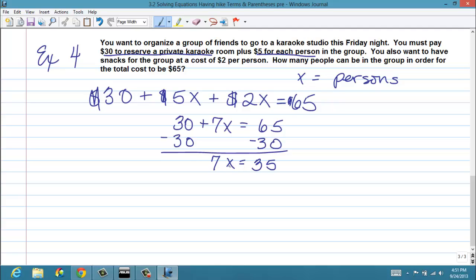In order to solve for x, I have to get x by itself. Since it's being multiplied, I would need to divide both sides by 7. And therefore, I discover that x is 5, meaning 5 people. And always remember to substitute it back into the original to double check to make sure that you end up with a true statement. Thank you.